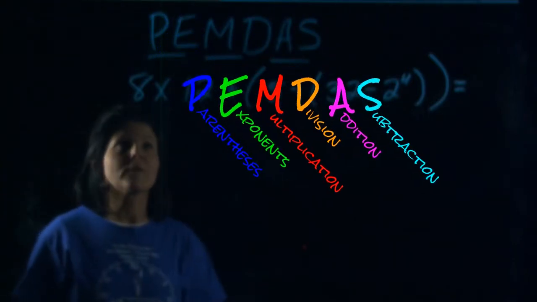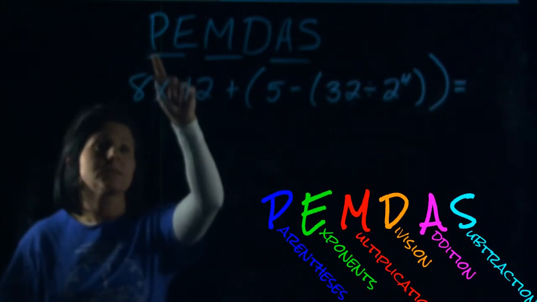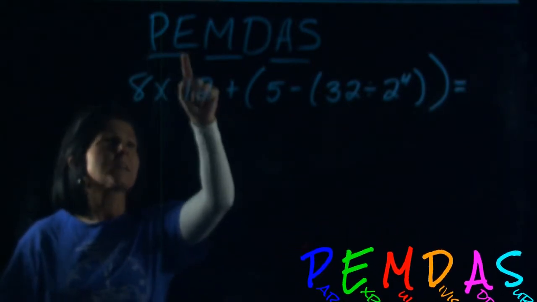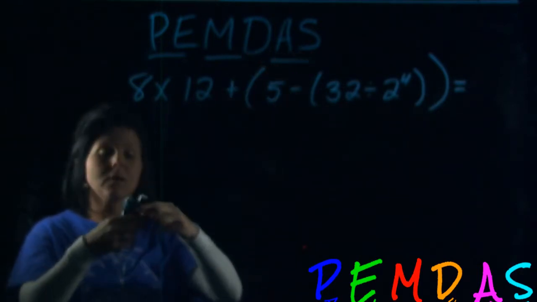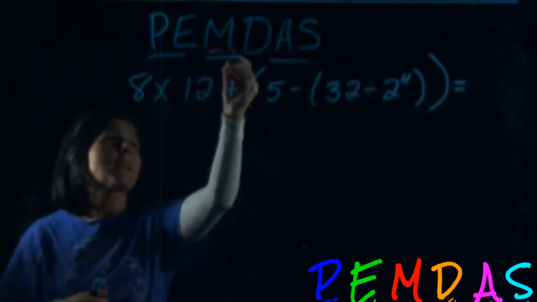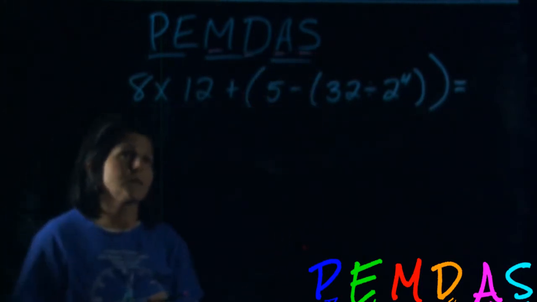Okay, so I'm going to do order of operations using PEMDAS. As you can see, I wrote PEMDAS up here. It stands for parentheses, exponents, multiplication, division, addition, and subtraction. And remember, multiplication and division, and addition and subtraction go left to right, and we'll get to that in a minute.